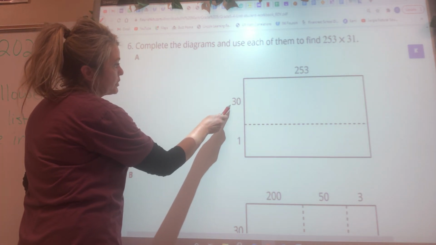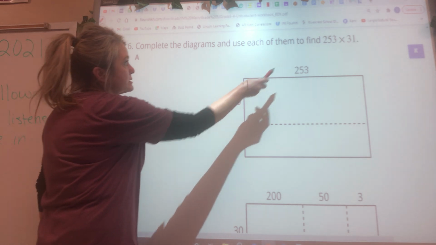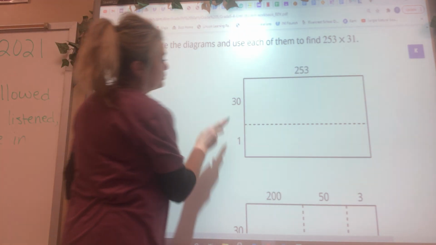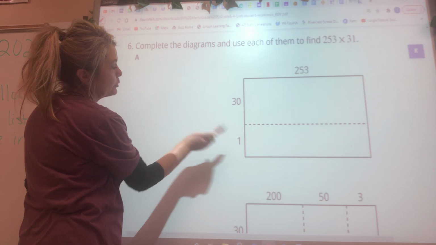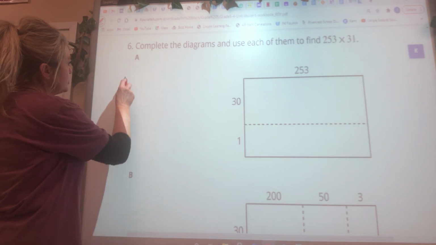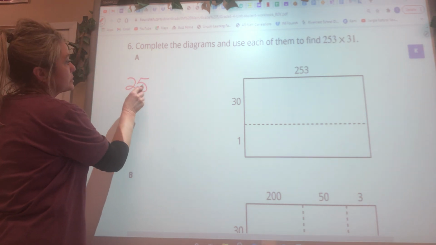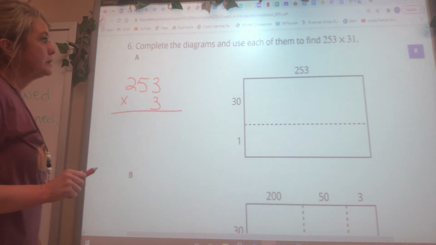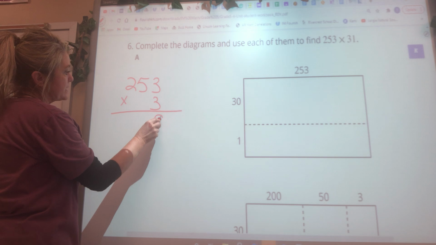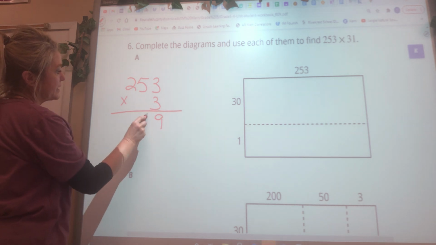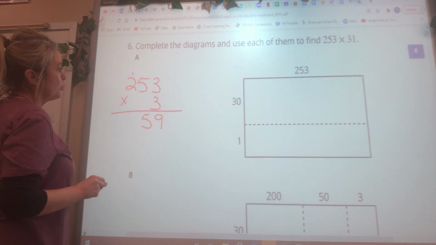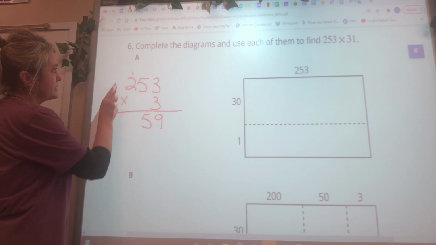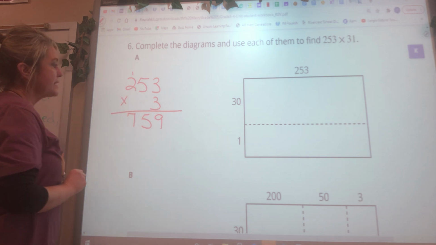253 times 30. Now where'd they get the 30? Because these were our numbers, 31. So here's the tens place and the ones place. And we can use quick math with multiples of 10. Multiply the whole number parts that you see. 3 times 3 is 9. 3 times 5 is 15. You carry your 1. 3 times 2 is 6, plus 1 is 7.